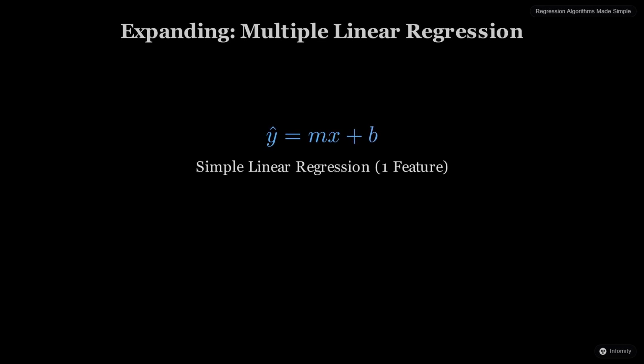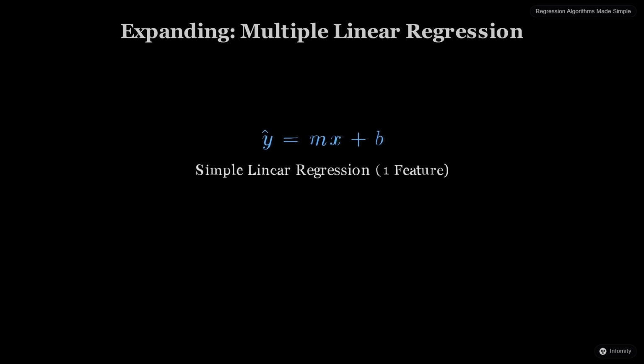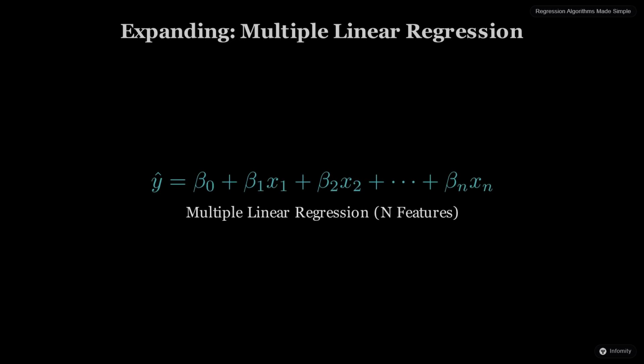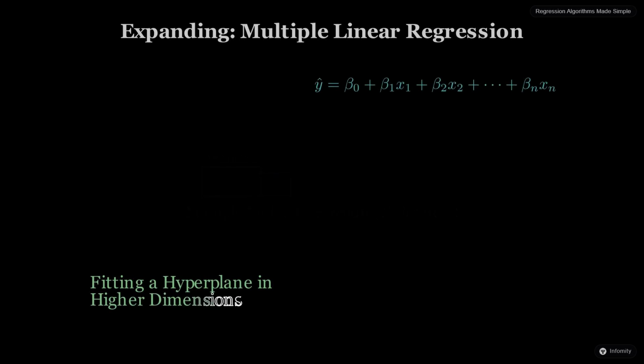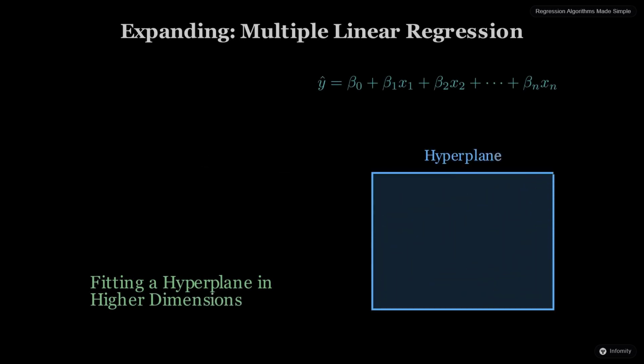So far, we've focused on simple linear regression with just one input feature. But what if we have multiple factors influencing our output? This is where multiple linear regression comes in. Instead of just x, we now have x1, x2, and so on, representing different features. Our equation expands to include a separate coefficient, or b value, for each feature. The model still aims to find a linear relationship, but now it's fitting a plane or hyperplane in higher dimensions rather than just a line.